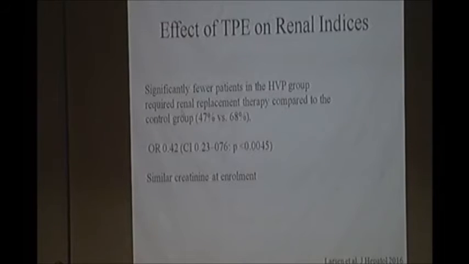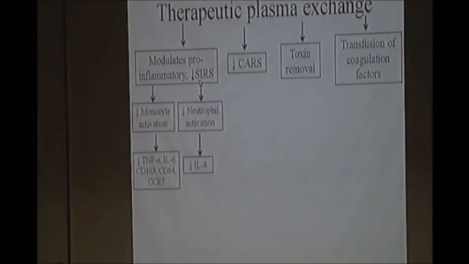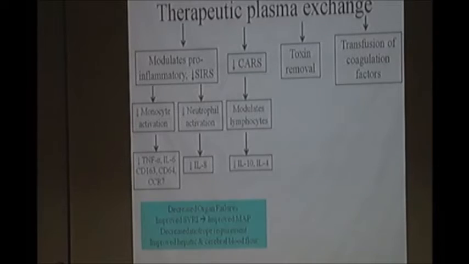The same RCT also showed that patients receiving therapeutic plasma exchange required lesser renal replacement therapy as compared to the standard medical therapy group, despite having similar renal status at baseline. So if we talk about the mechanism of action, therapeutic plasma exchange mainly acts by modulating the pro-inflammatory markers and decreasing SIRS, as we have discussed, and leading to ultimately decreased organ failures, improved SVRI, improved MAP, decreased inotropic requirement, and improved hepatic and cerebral blood flow.